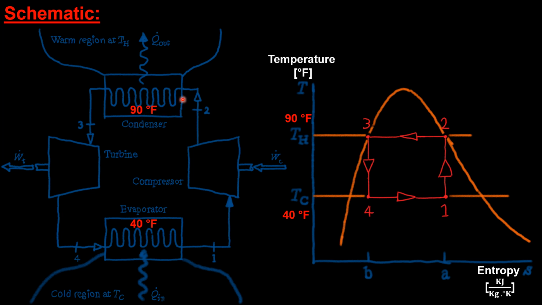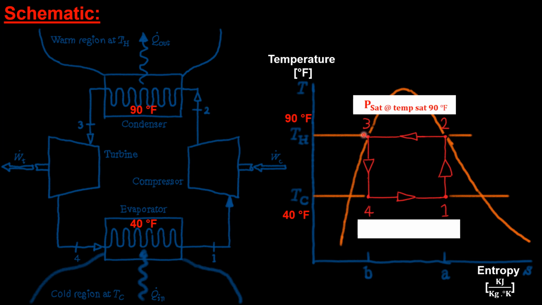at 90 degrees Fahrenheit, and what does the condenser do? It changes phase from vapor to liquid. So this is a saturation temperature. So again, we want to find the saturation pressure for a saturation temperature of 90 degrees Fahrenheit and the saturation pressure for a saturation temperature of 40 degrees Fahrenheit for each working fluid. And finally, we want to find the maximum theoretical efficiency of this Carnot vapor refrigeration cycle operating between these two thermal reservoirs.